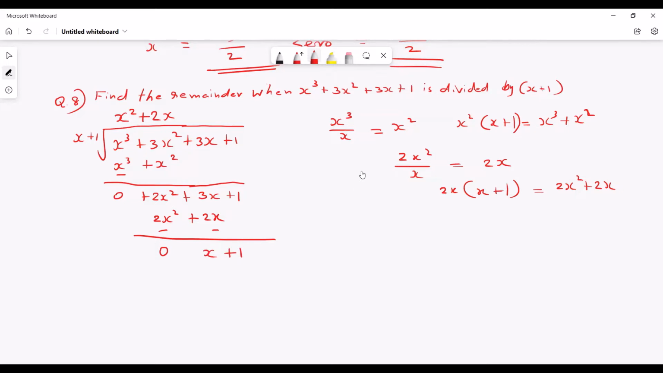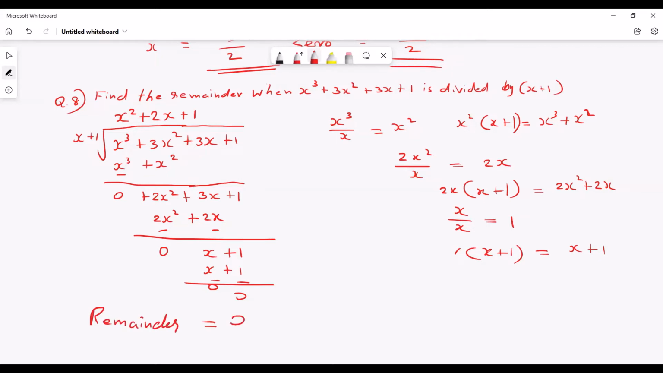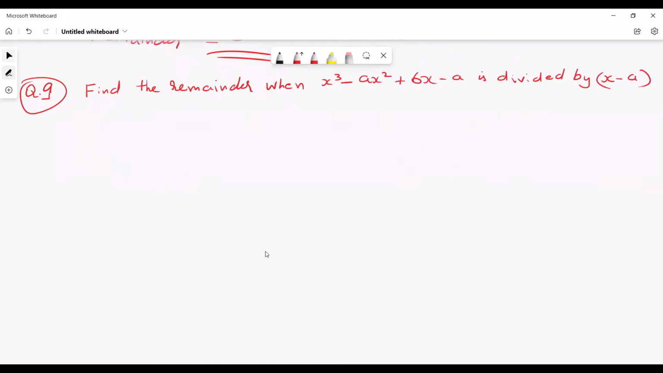Now you have to divide this x by x. So you will get the answer as 1. So write here plus 1. Then multiply 1 into x plus 1. So 1 into x plus 1 is x plus 1 only. So write down this x plus 1 here. So we will get 0 when we subtract. It means the remainder is 0.